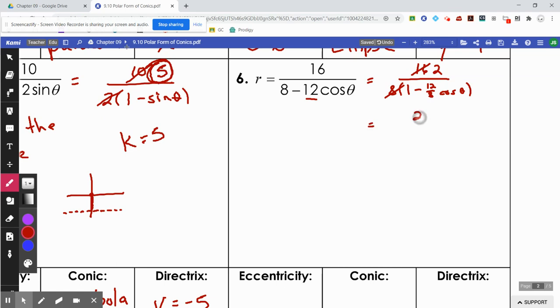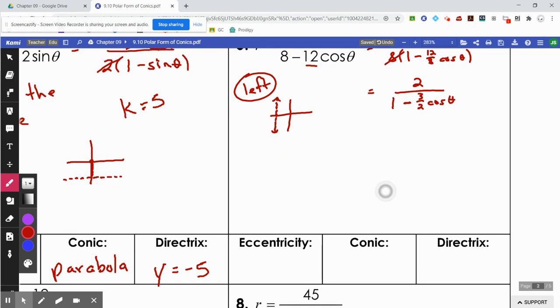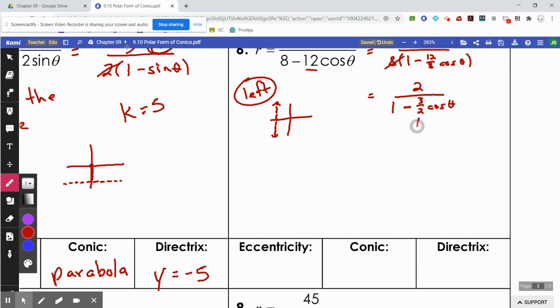So you have 2 over, that's going to be 1 minus 12 eighths. You can reduce that to 3 halves cosine theta. And again, notice the cosine. So that means that your directrix is going to be left or right of the pole because it's an x value. Since it's a minus, that means your directrix is going to be over here to the left of the pole. So I'm just going to put left of the pole there. Let's go ahead now and find your eccentricity. The eccentricity is always the number in front of that sine or cosine. So you have an eccentricity of 3 halves here, which means you have a hyperbola.